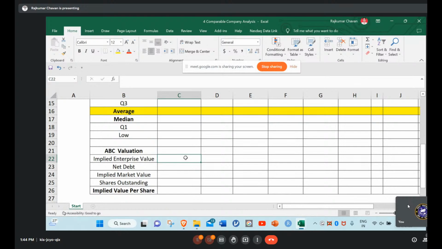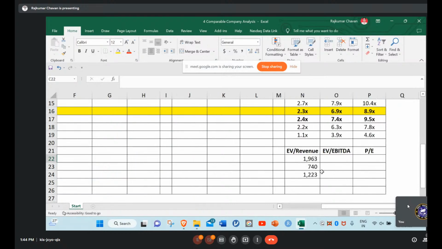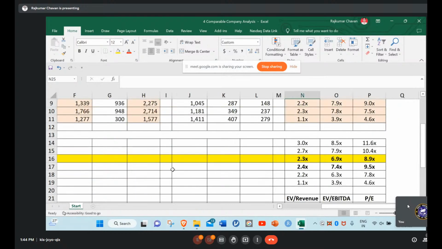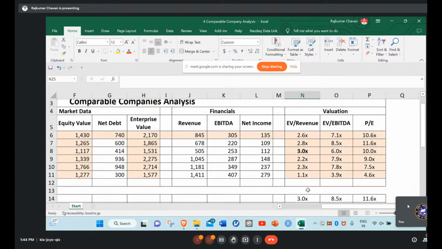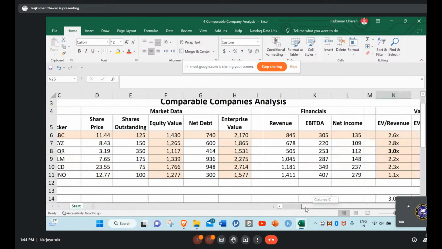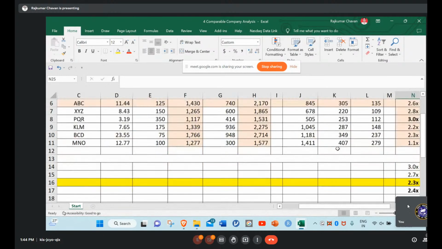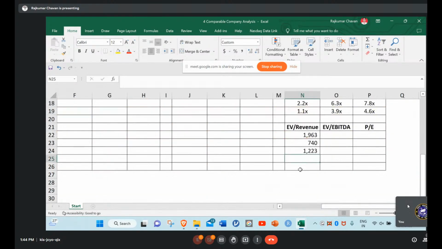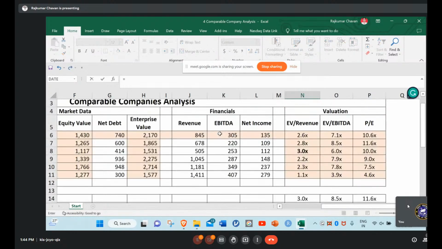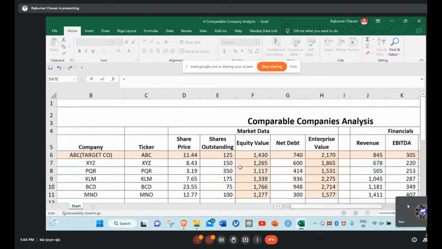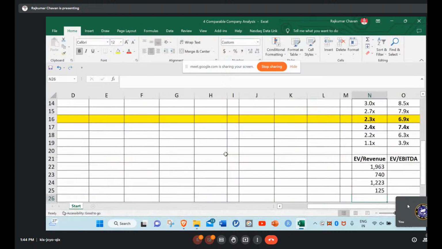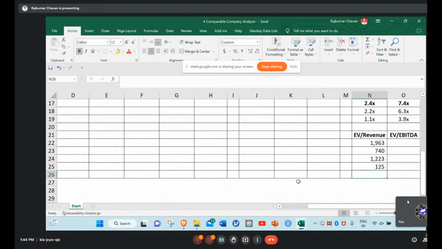So next is what? Shares outstanding. Let us do that. What is the shares outstanding here, of which company? ABC company. Can you see here? ABC company, how many shares outstanding here? 125. So here is equal to, take this value 125, enter. Done.